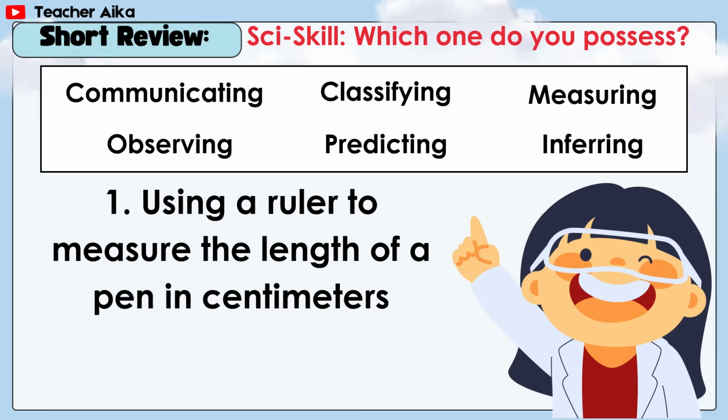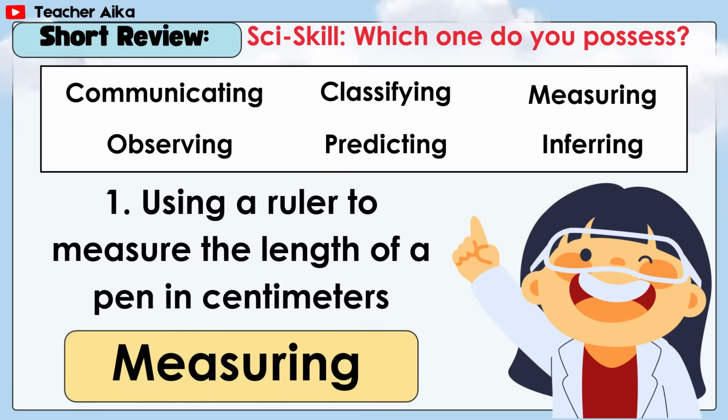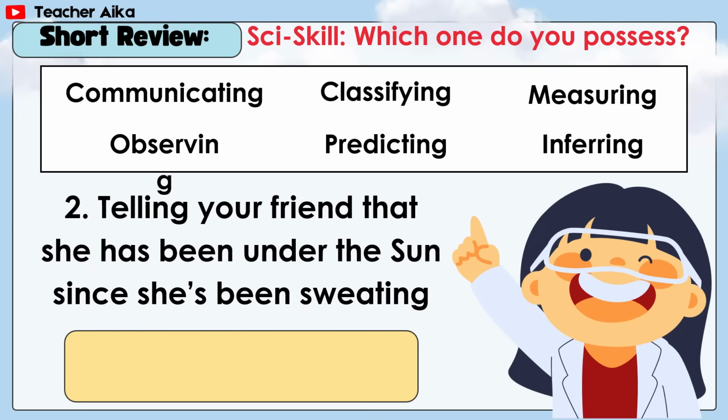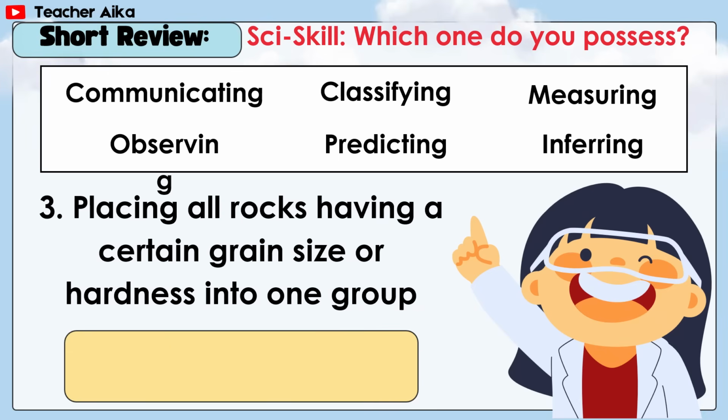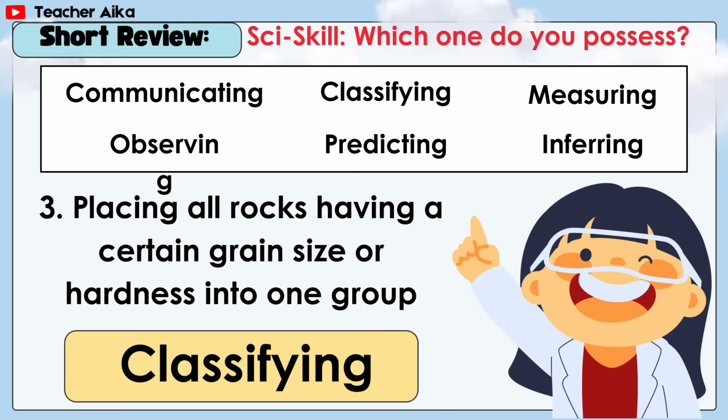Number 1. Using a ruler to measure the length of a pen in centimeters. Answer: measuring. Number 2. Telling your friend that she has been under the sun since she's been sweating. Answer: inferring. Number 3. Placing all rocks having a certain grain, size, or hardness into one group. Answer: classifying.